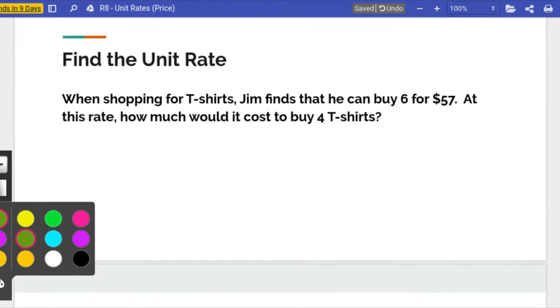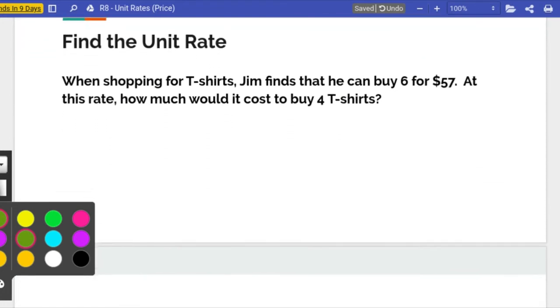All right. When shopping for t-shirts, Jim finds that he can buy 6 t-shirts for $57. At this rate, how much would it cost to buy 4 t-shirts? All right, so again, we're going to need to scale down and find the unit rate, and then we can go from the unit rate to finding 4.